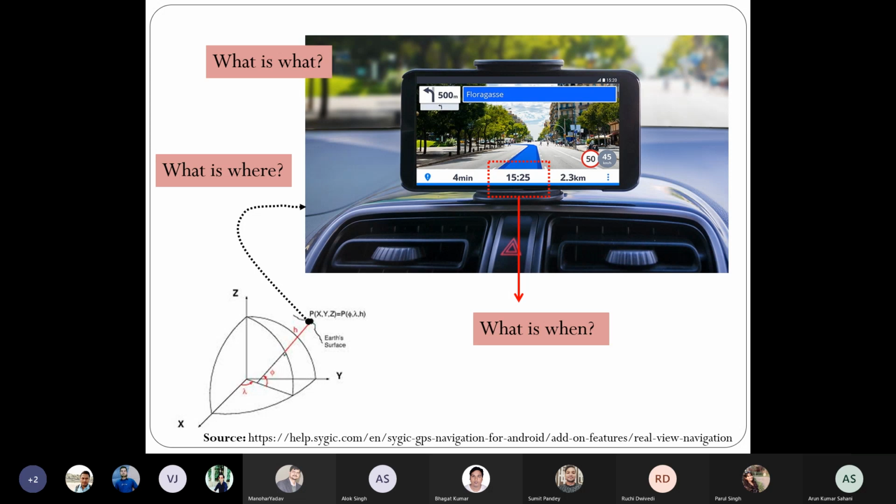So this is the overall discussion. What is what? How to identify the object? How does geo-information help you identify the object? And what is where? From where is that information acquired? And what is when? Time information is also attached over there. So it's a kind of multivariable analysis in a GIS database.